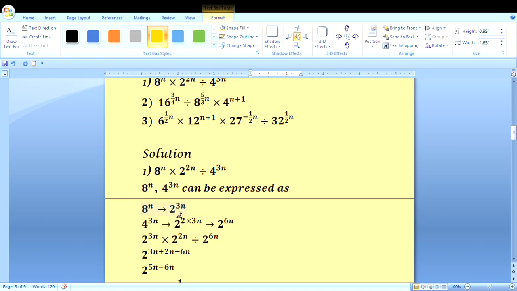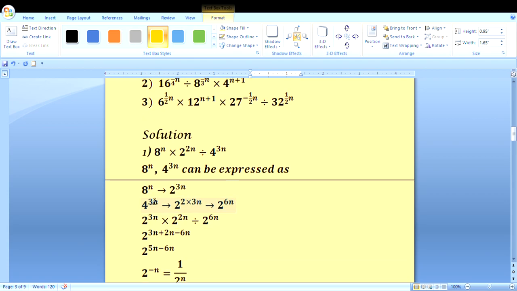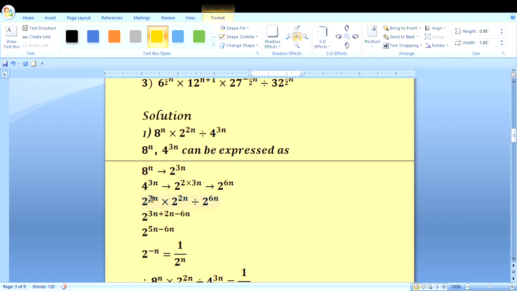So 8 simply means 2 raised to the power 3, and the n here we multiply by the new power, which is 3. Similarly, 4 raised to the power 3n is the same thing as 2 raised to the power 2, which is 4, times the power 3n. This becomes 2 raised to the power 6n. Now this becomes 2 raised to the power 3n times 2 raised to the power 2n divided by 2 raised to the power 6n. So putting all this together, replacing 8 raised to the power n with 2 raised to the power 3n and 4 raised to the power 3n as 2 raised to the power 6n.